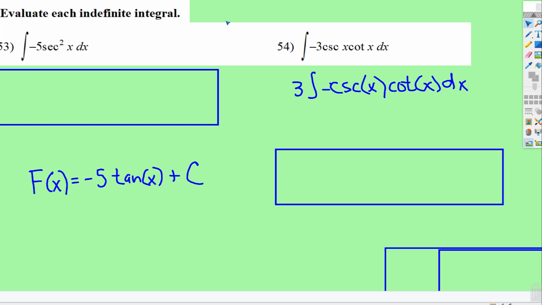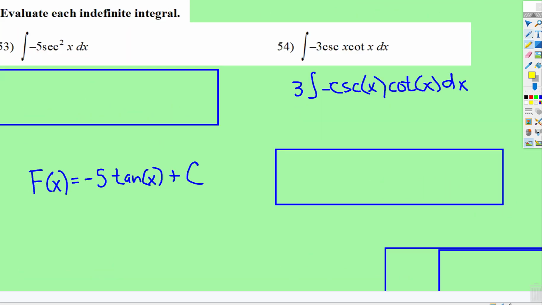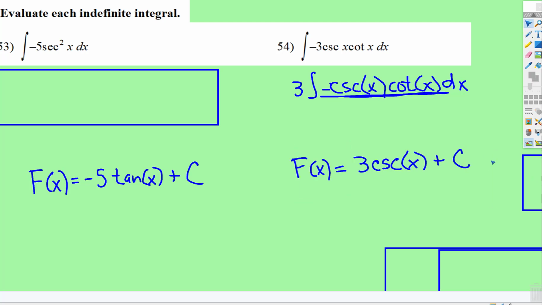All right, look at, I left the negative sign here this time, and this is why. There is a derivative that is negative cosecant cotangent. Well, whose derivative is this? Cosecant. So first thing I do is I pull out 3 instead of negative 3, and I leave this because this is the derivative of cosecant. So then I write capital F of x is equal to 3 times cosecant x plus c.